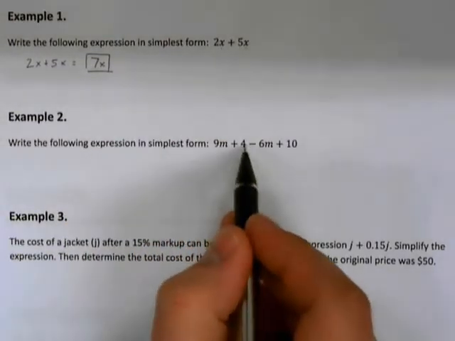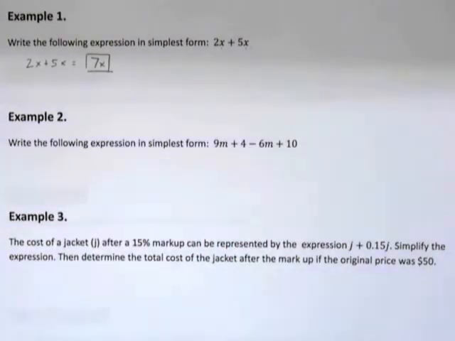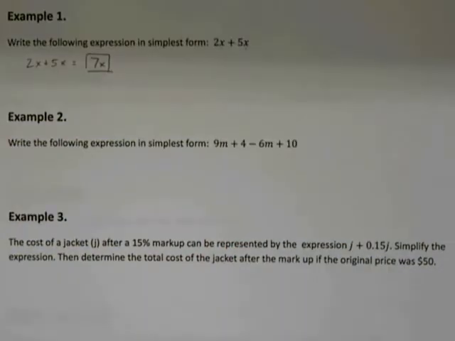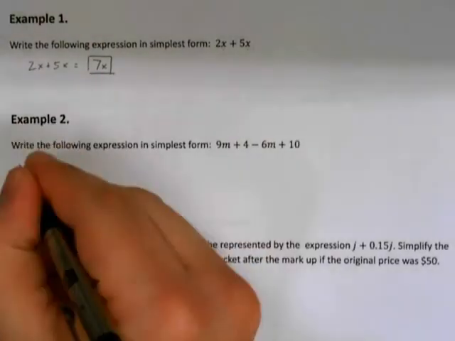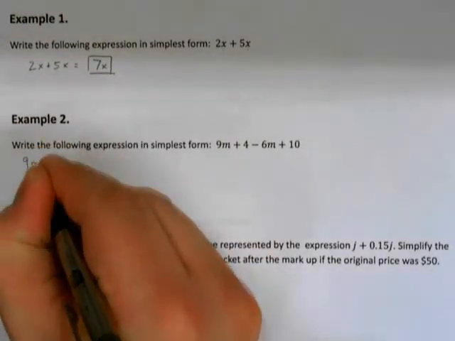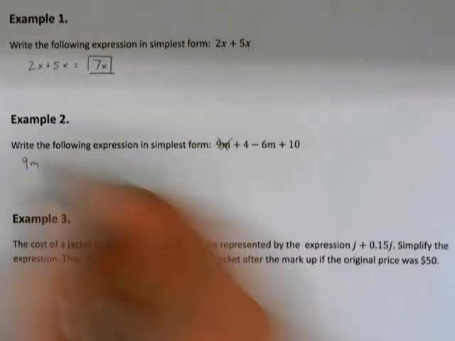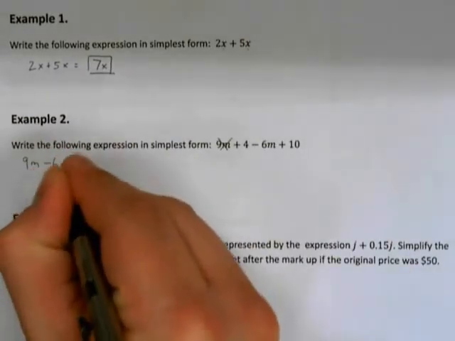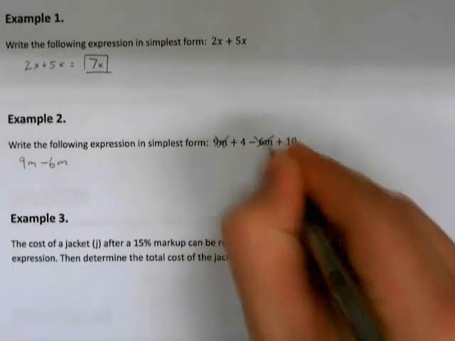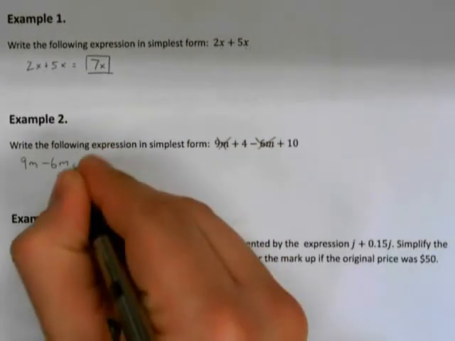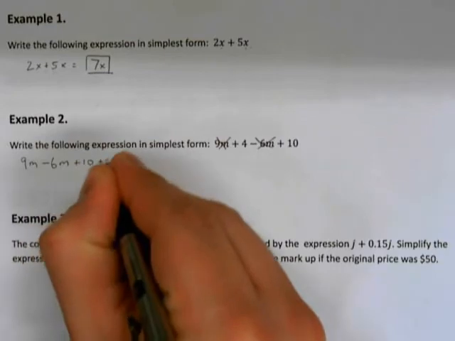Example 2, write the following expression in simplest form: 9m plus 4 minus 6m plus 10. What I like to do when we're faced with these types of problems is rewrite the expression, but bring the like terms next to each other. So we're going to start with 9m. We still have 6m over here, so we're going to minus 6m. And then we have 10 and 4, so plus 10 plus 4.